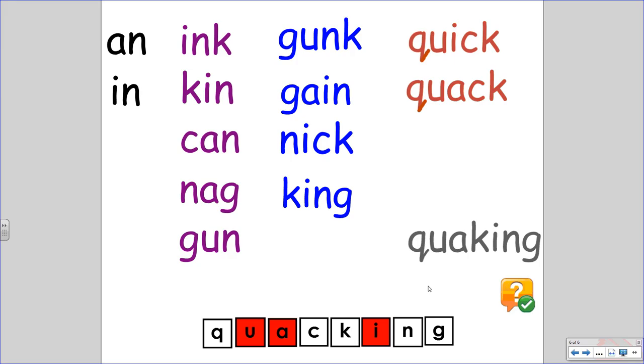The mystery word used all your letters, eight letters, and it's spelt quacking. Notice the difference. Quaking and quacking. If I were to spell the word quake, it would be spelled Q-U-A-K-E. But I had to drop the E and add I-N-G. The word quacking, it didn't have to change the word quack at all. I simply had to add I-N-G.